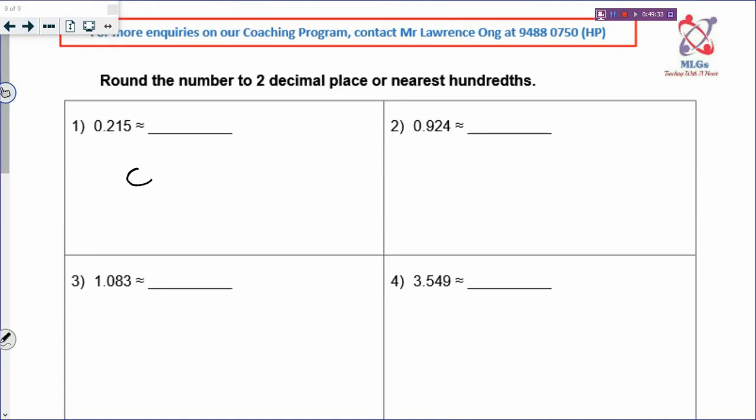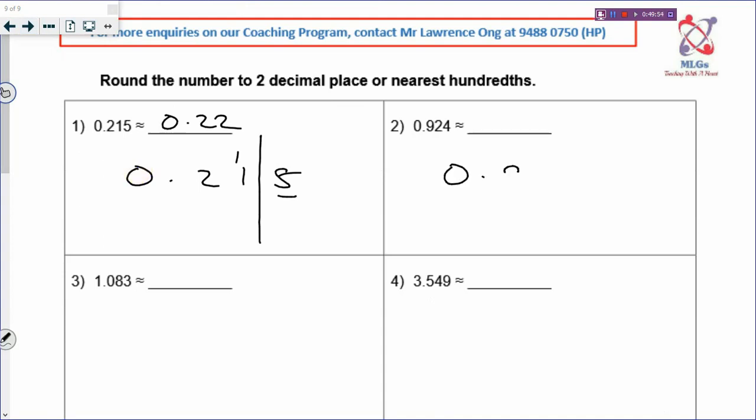Okay, so what do you do? Same. 0.215, draw a line to show two decimal places, which is now over here. So 0.21 is your two decimal places. Then you look at the digit 5. Is it 5 and bigger? Yes. So 0.22. So it's still the same, just that now you have two decimal places already.